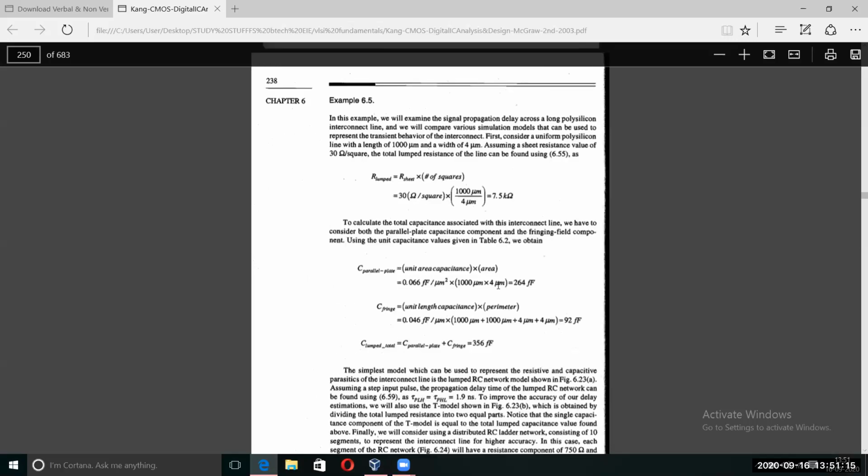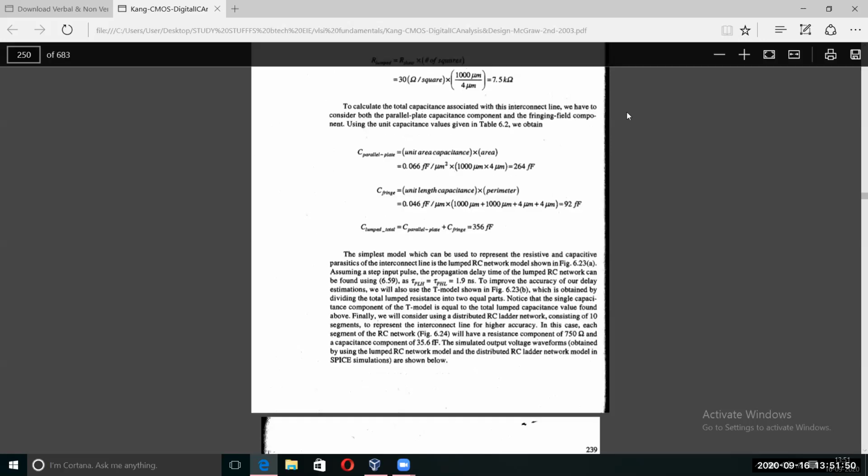In the distributed model, suppose n, we have to divide it into n parts. In this case it is written to take n as 10. So you have to divide the total lumped capacitance C, 356, by 10, so 35.6, and the total lumped R, 7.5 kilo ohm, by 10, so 750 ohms. See here it is given: resistance component 750 and capacitance 35.6.